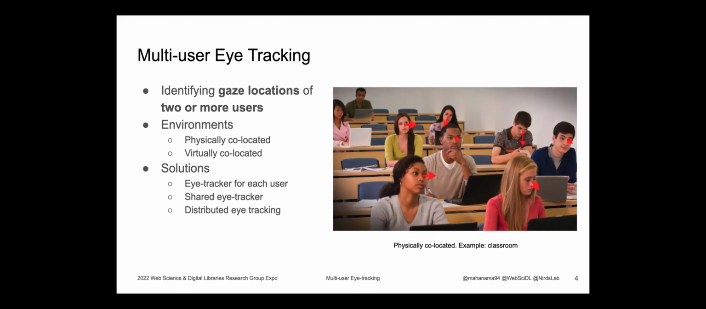One is to use an eye tracker for each participant. That means giving an eye tracker to each user in the study, or using a shared eye tracker that performs eye tracking on all the users, or using an approach known as distributed eye tracking. Throughout the presentation, we will walk through these concepts.